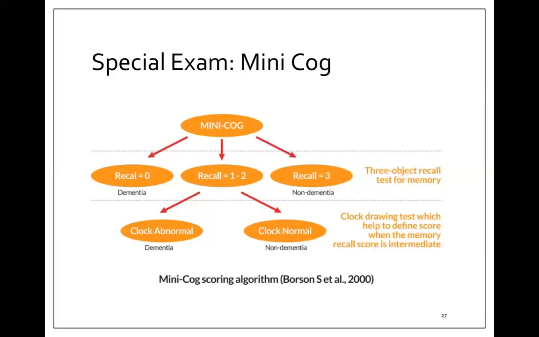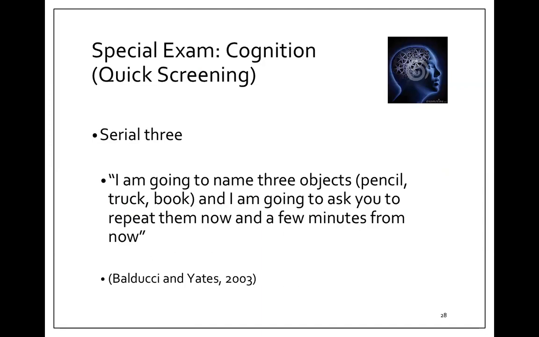Now, probably this is not something that you're going to do in a shelter. However, what I recommend is the serial three. This is 3-object recall. And research has shown that this is a very effective way of assessing someone's cognition and will alert you to any changes. So again, for example, they were able to recall 3 items this morning or yesterday, but now they cannot do that. So what we call the serial 3 is a very quick assessment to just alert you that something is going on cognitively with someone.